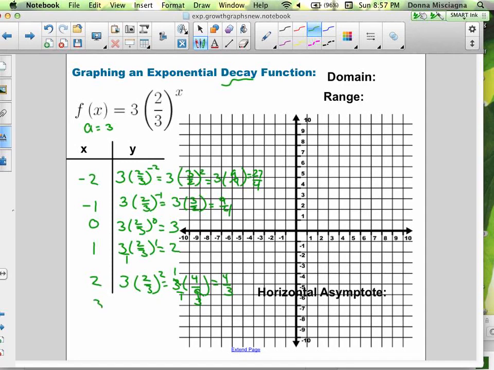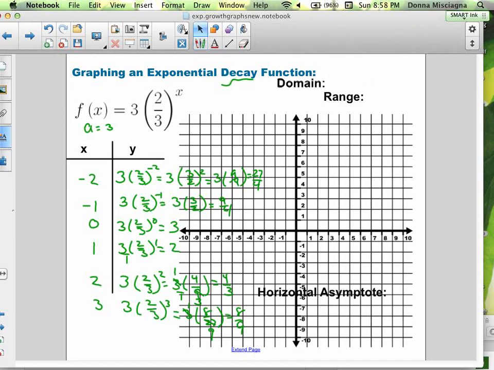One more. This should do it. 3 times 2/3 cubed. That's going to be 3 times 8/27. We can reduce there. And just barely less than 1, 8/9. Good enough. So there's our points. Our domain, of course, is all real numbers. Let's move that over a little bit.